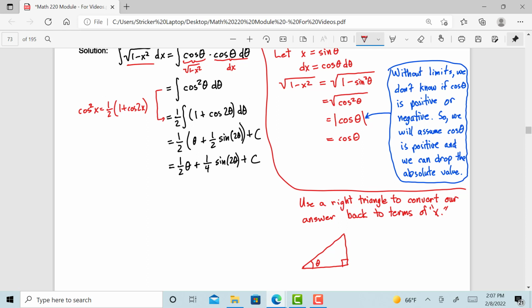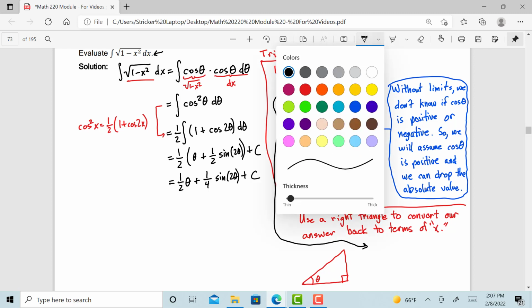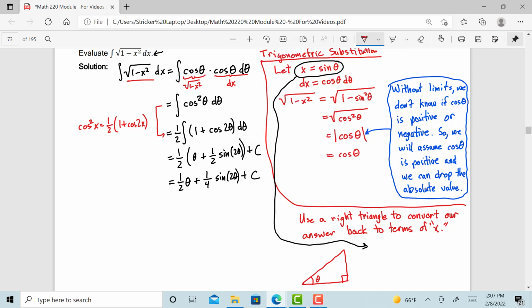And we know that in our original substitution, which is up here, we let x equal sine theta. So we're going to bring that x equals sine theta down. We're going to use that. So if x is equal to sine theta, let's actually write it the other way. I think it will be more useful to us. Let's write sine theta is equal to x.